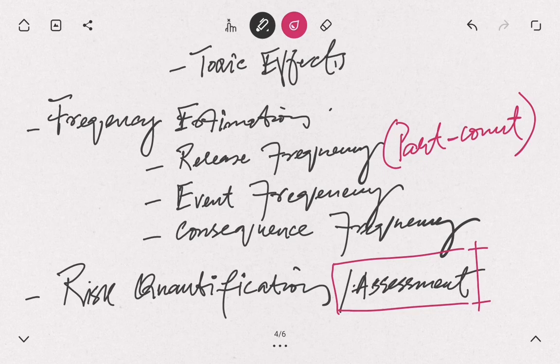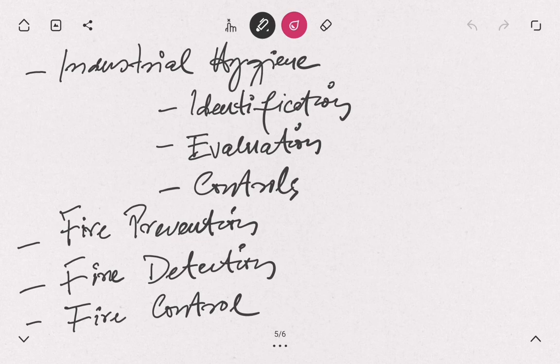So risk quantification basically gives us the relative measure of the risk, which gives us the values to understand the risk and to apply the control measures accordingly. Okay, after that we will understand industrial hygiene. We will understand how to identify the hazards related to hygiene, how to evaluate them, and how to apply the control measures. We will do all these things by solving examples.